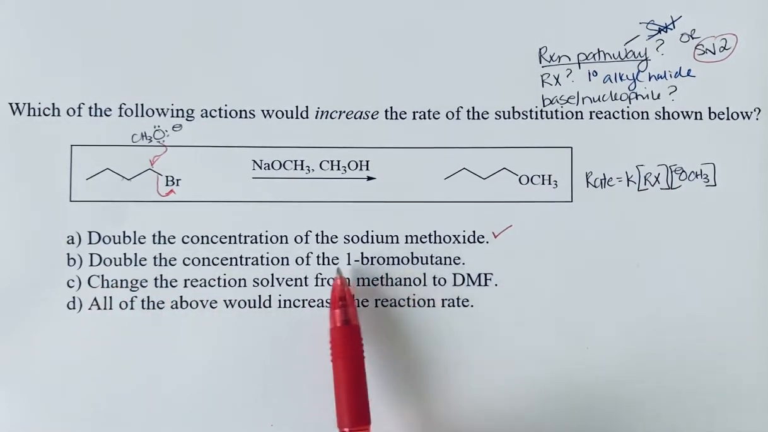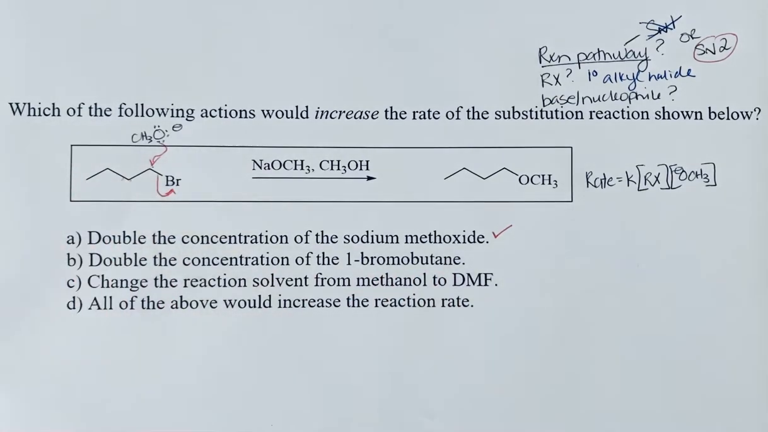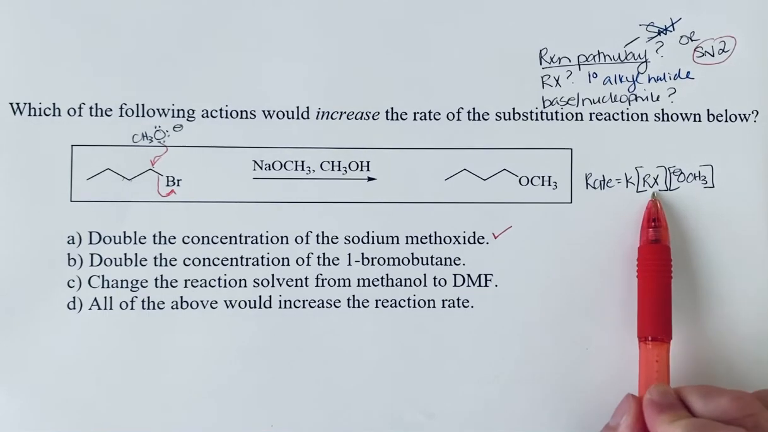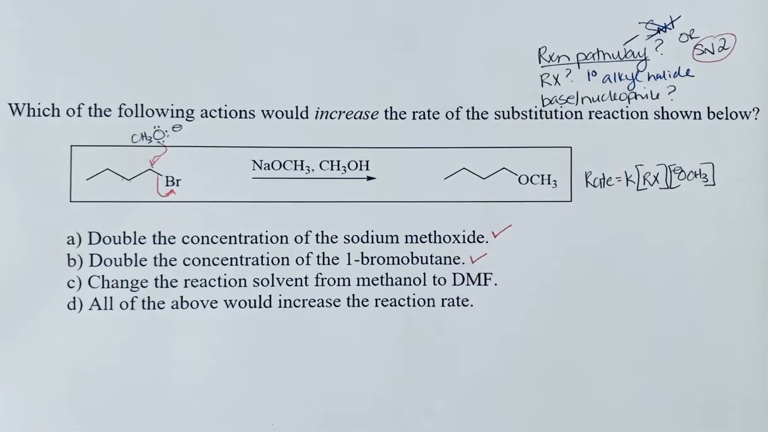If we double the concentration of that 1-bromobutane, and this is 1, 2, 3, 4, 1-bromobutane, which is that RX here, that would also increase the rate of this substitution reaction.